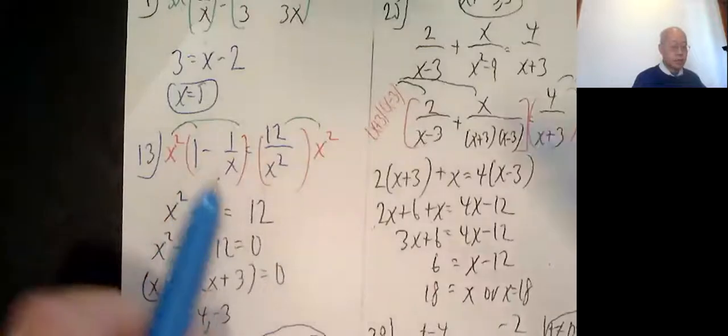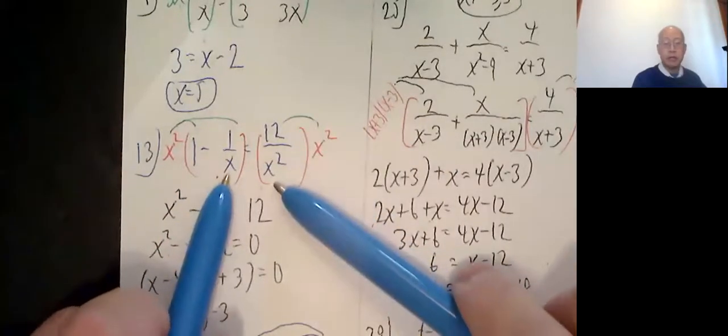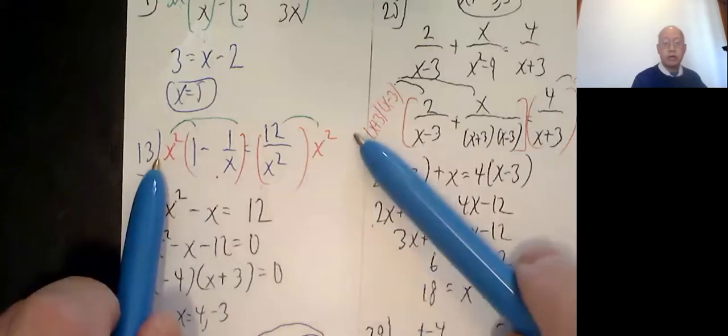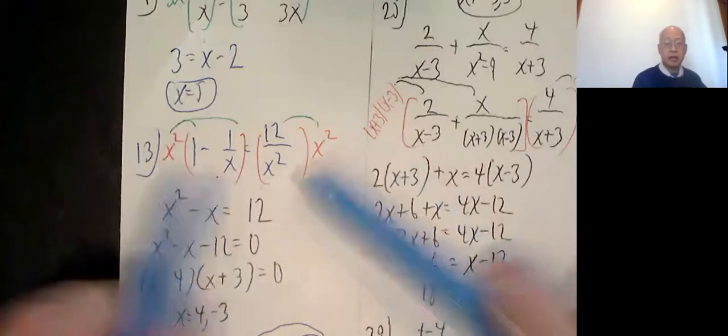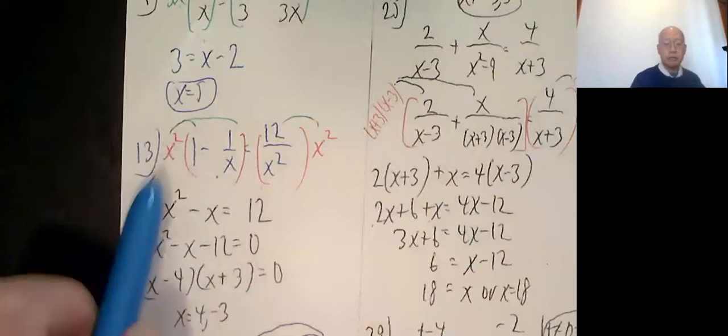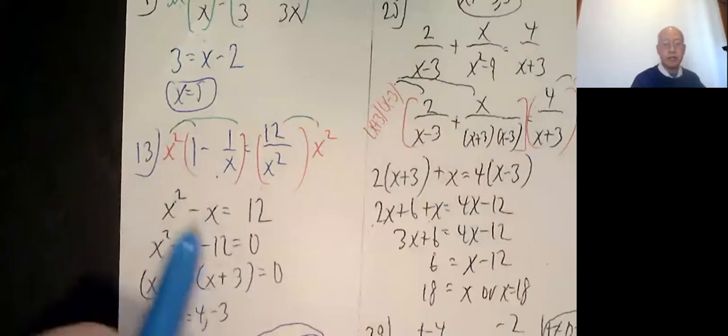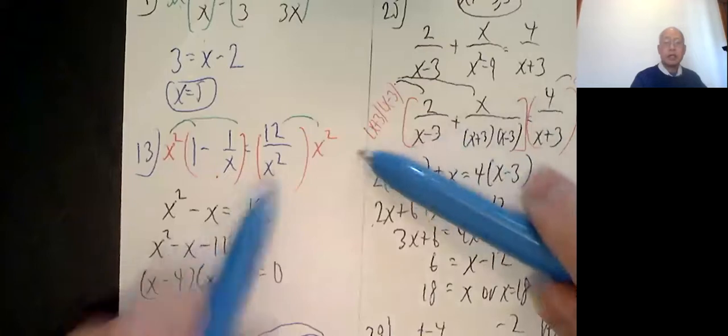Okay, 13, once again, I'm not allowed to divide by 0, so I should throw out an answer of 0 if it happens to come out. And multiply both sides by x squared to clean up that. X squared times 1. X squared times negative 1 over x is negative x. Here, x squared cancels out, I get 12.